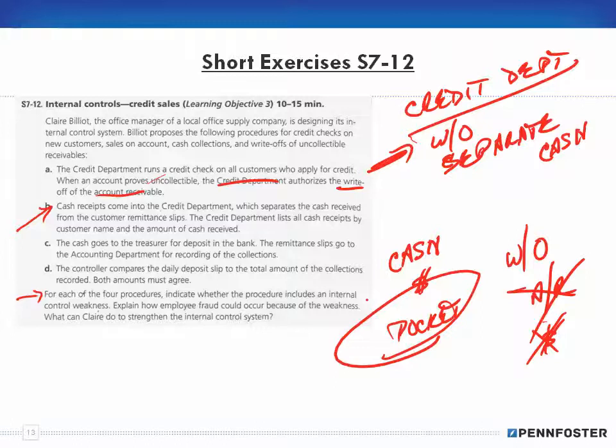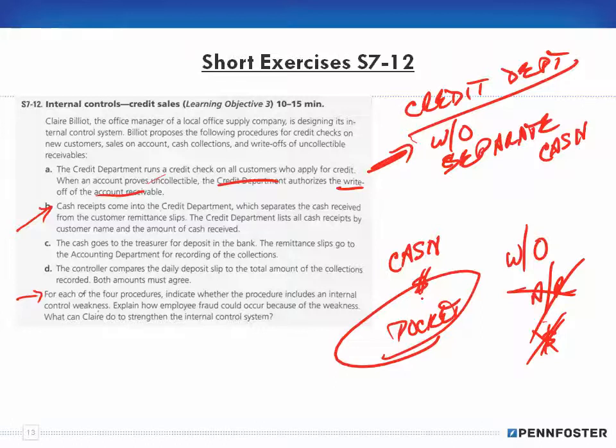So the answer says, with access to cash, a credit department employee can pocket cash received from a customer and destroy the related remittance slip. The employee can then authorize the write-off of the customer's account as uncollectible, and the company will stop pursuing collection from the customer. And it's as if they've never ever seen that accounts receivable. To strengthen the controls, the company can have customer checks go to a lockbox controlled by a bank or to the company mailroom, not the credit department.